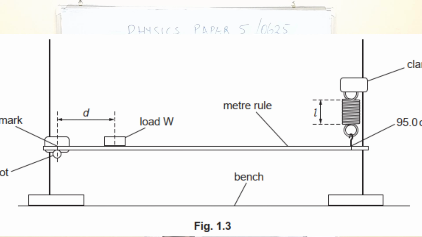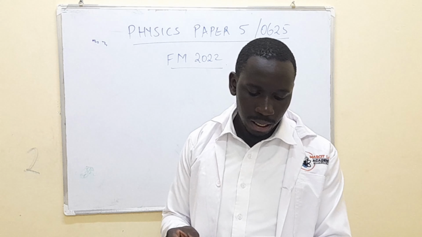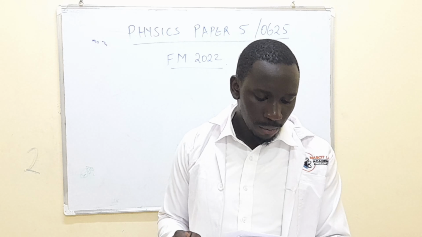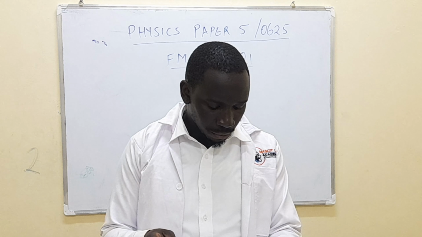Measure and record in table 1.1 the stretched length L of the spring as shown in figure 1.3. Repeat this procedure for distances D of 30 centimeter, 40, 50, 60 centimeter from the pivot. We have the table that you've been given there, which is called table 1.1. We are required, after collecting data, to plot a graph of L on the y-axis against D on the x-axis. Start the axes at the origin.